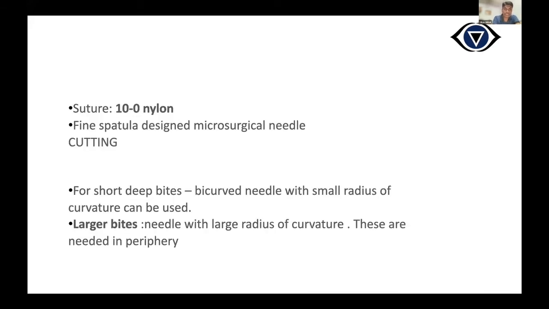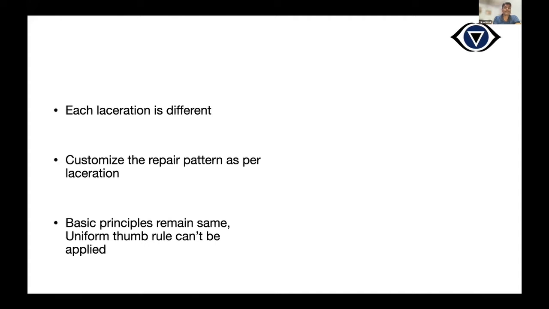What we generally do is we use 10-0 nylon. It's important to use a cutting, spatulated needle, because the cornea is edematous. So it is important that you don't have to take multiple passes in one go. Again, very important: each laceration is different, and we need to customize the repair pattern as per the laceration. So it's not that just one thumb rule can apply to any laceration, although the basic principles remain the same. Once the patient is in the OR, at that time you might think of taking one suture before, one suture later. It's absolutely fine, but the basic principles remain more or less the same.